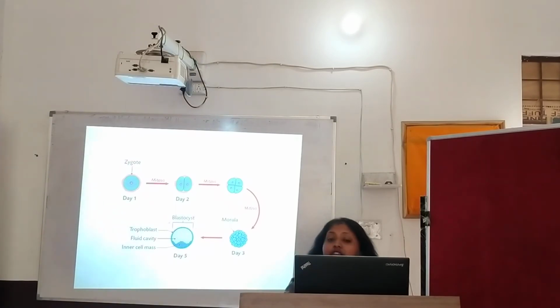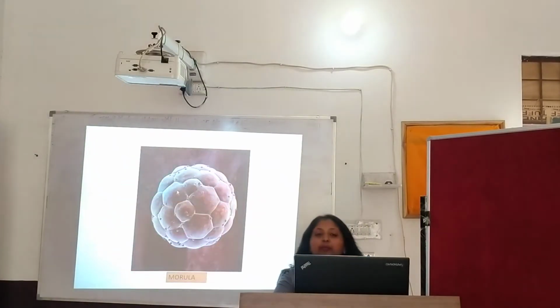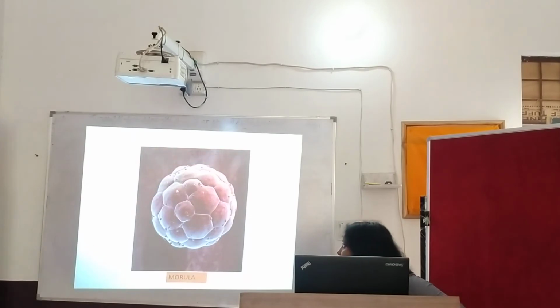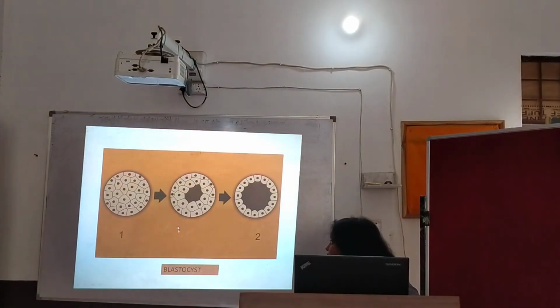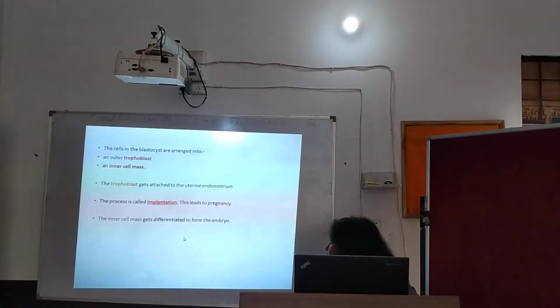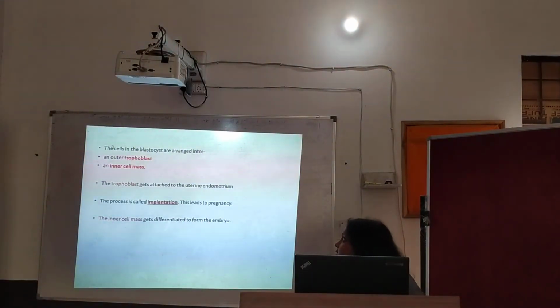On the 5th day the blastocyst is formed. So you can go through the structure. This is the trophoblast. This is a cavity which is fluid filled, and here is the inner cell mass. Now see the picture I have given here. This is the morula. Now this is a blastocyst. You can see the cyst formation is there. And the cells in the blastocyst are arranged into an outer trophoblast and an inner cell mass.